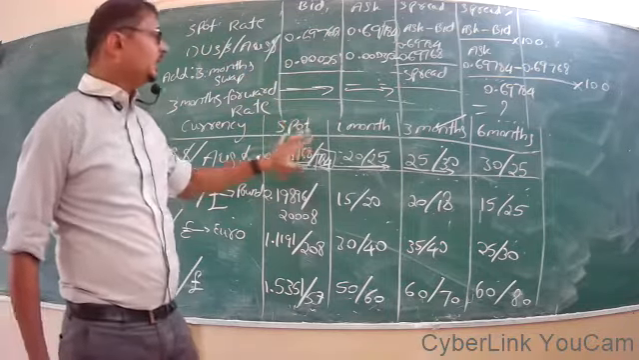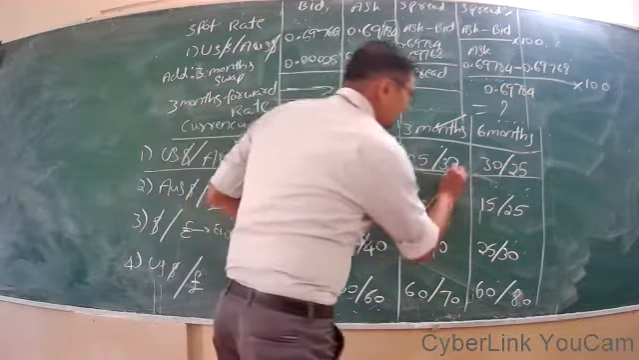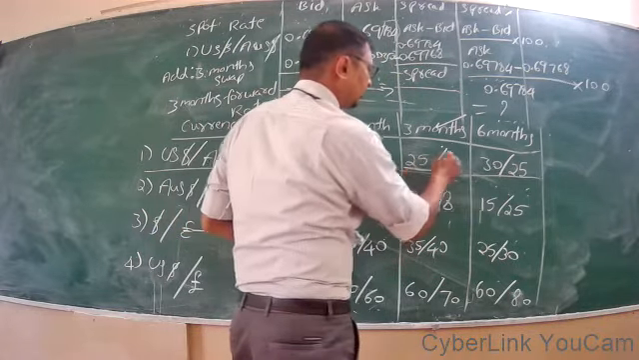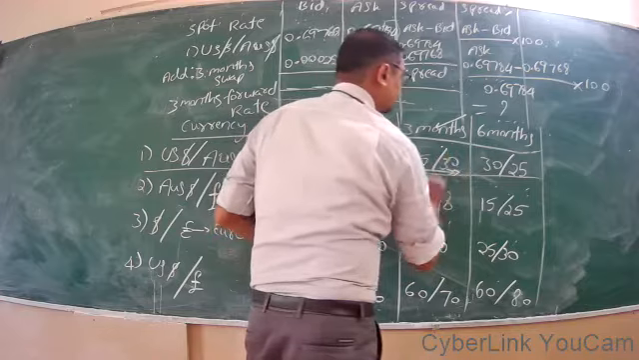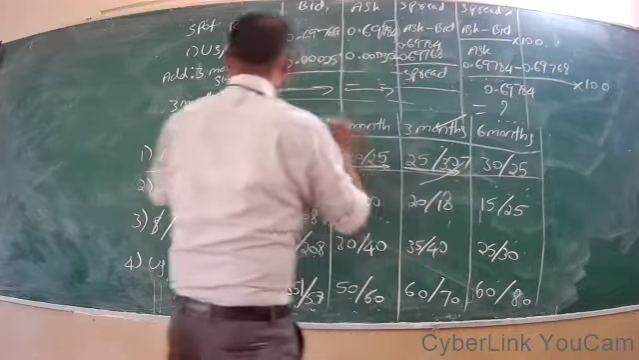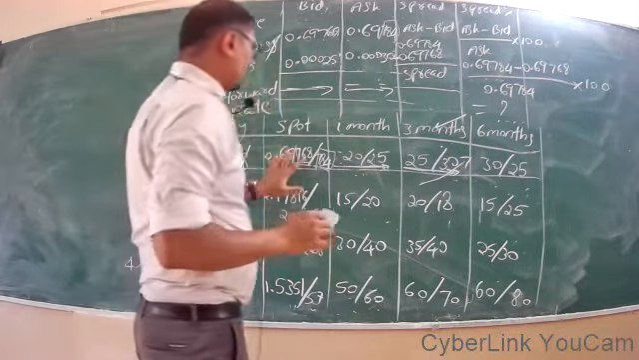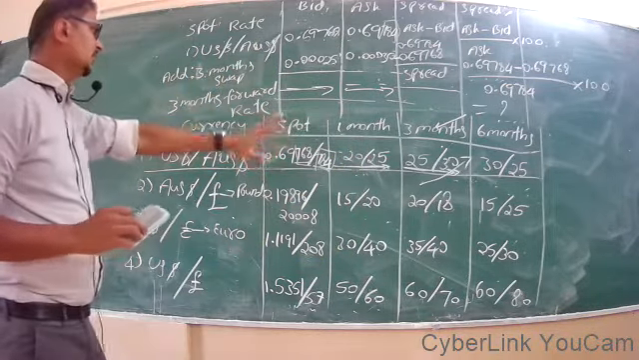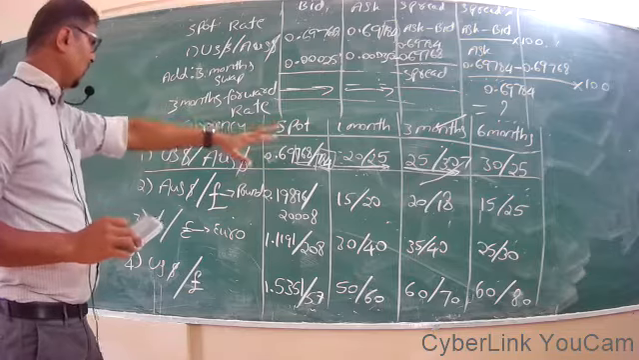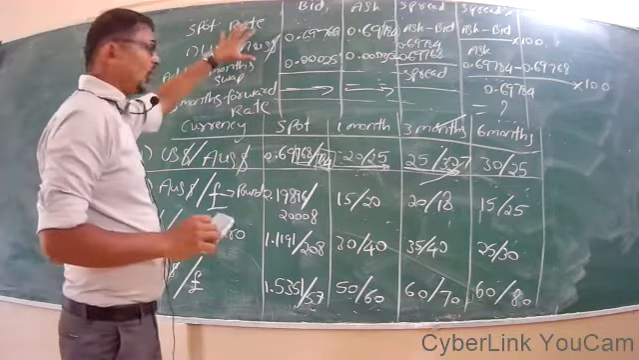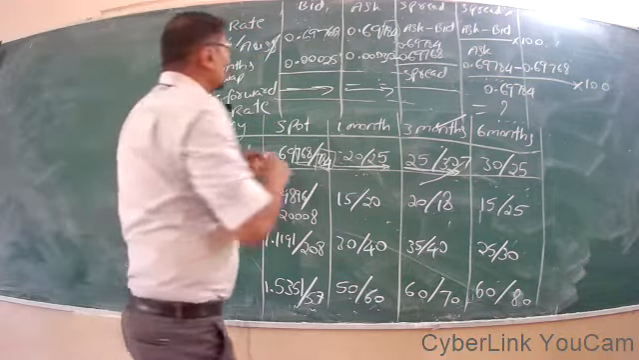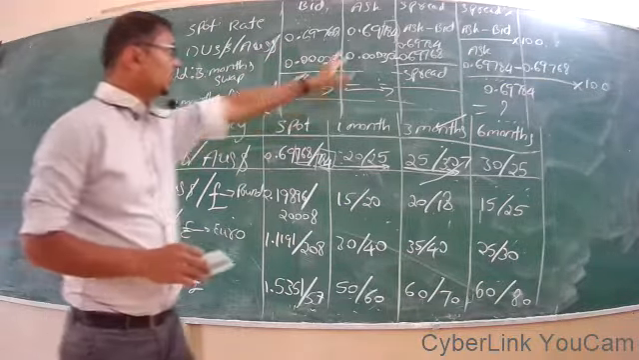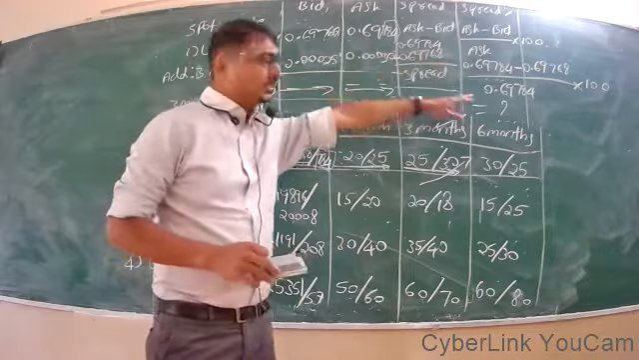Why are we adding? Because this is in increasing order. 25 is lower than 30. 25/30 means this is in increasing order. That's why we have added it to the spot rate, not to the 1 month forward rate. We have added the 3 months swap point, or outright point, to the spot rate. Fine. Now, after calculating this, you have to calculate the spread as well as the spread percentage also.